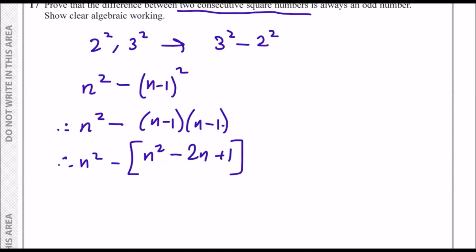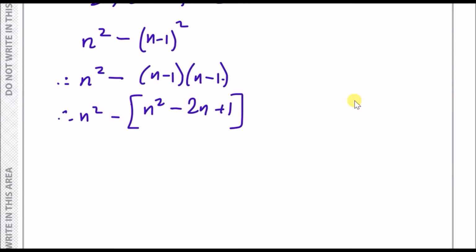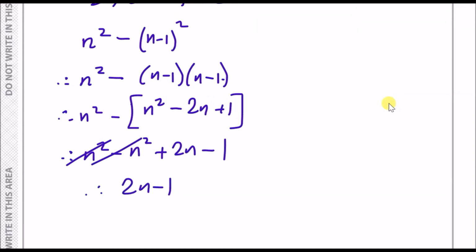Now at this stage, you're going to have to expand this again. We're going to now have, therefore, n squared take away, and because you got a minus sign before the bracket, flip all the signs. So you're going to get minus n squared plus 2n minus 1. And then cancelling like terms, n squared take away n squared is 0. You're just left with 2n minus 1.